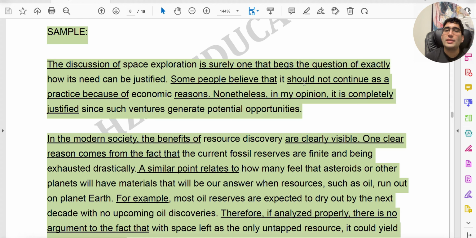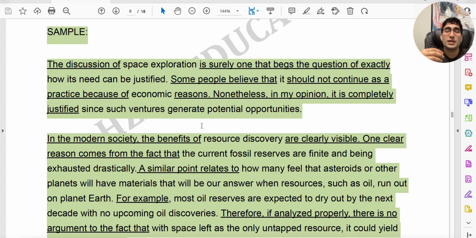Is surely one that begs the question of exactly. That means it's surely one that makes us think of the question of something. So it makes us question something. And the fancy way of saying that is surely one that begs the question of exactly, and then you ask your question of how its need can be justified. So in this case, that's the question.